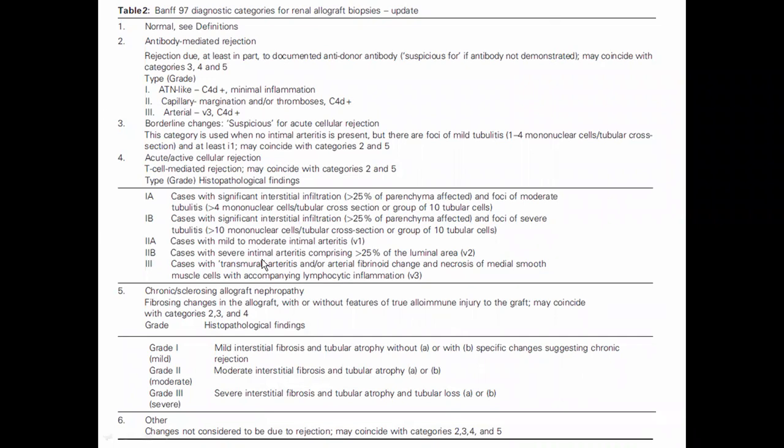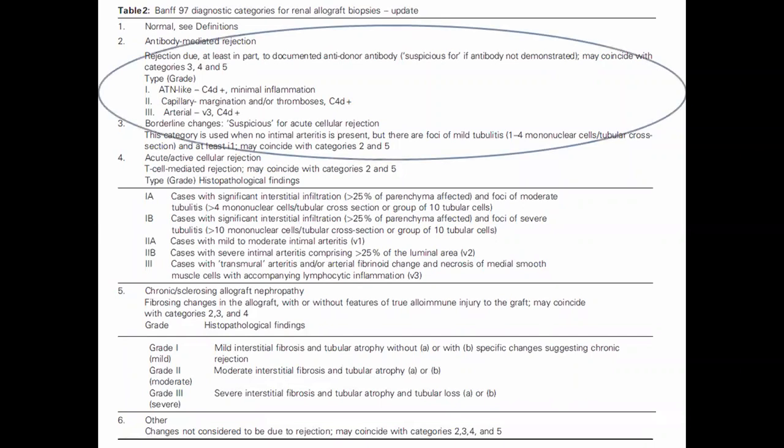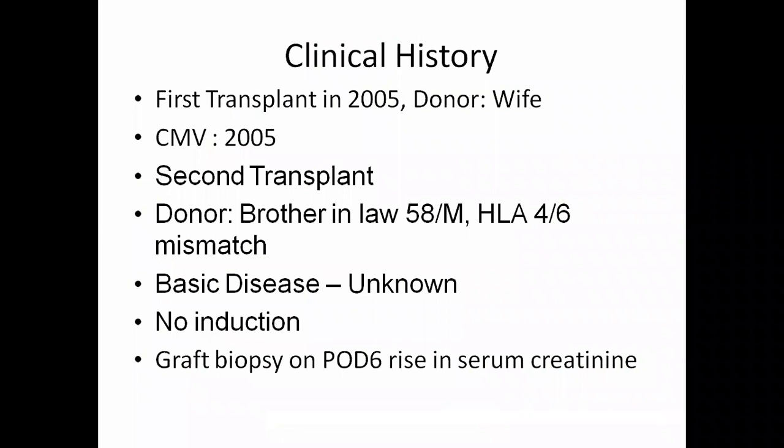So what I want to highlight here is that vascular lesion V3 or severe vascular rejection was only considered part of acute antibody mediated rejection. I'll show you cases by which I will try to highlight that even without V3, it could be acute antibody mediated rejection. So I'll come to the case presentation.